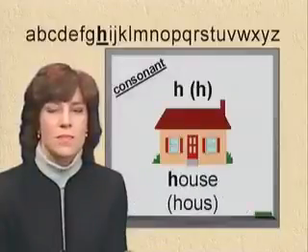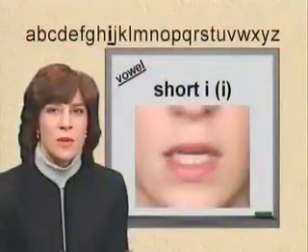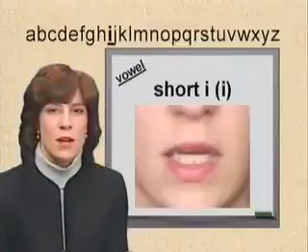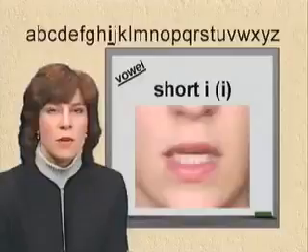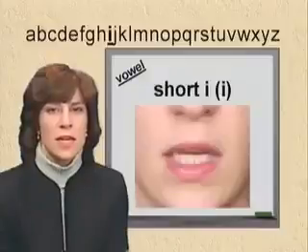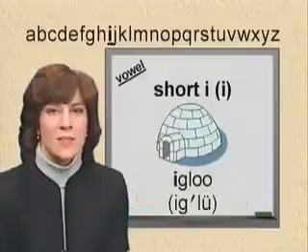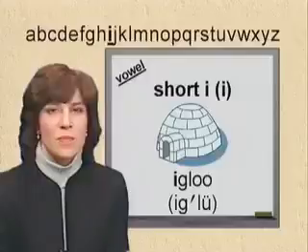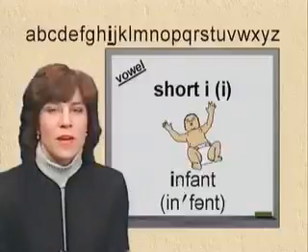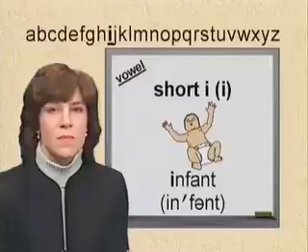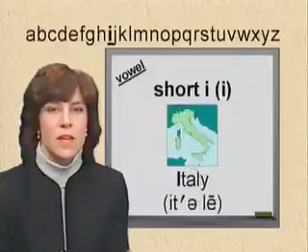House. Short I. The short I sound is made by opening the mouth medium wide. The teeth are slightly apart, with more of the bottom than the top front teeth shown. The tongue touches all of the bottom teeth. Igloo. Infant. Italy.